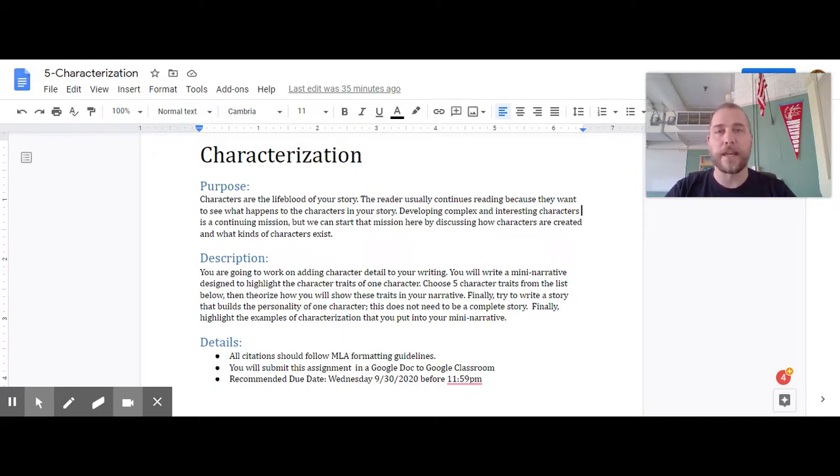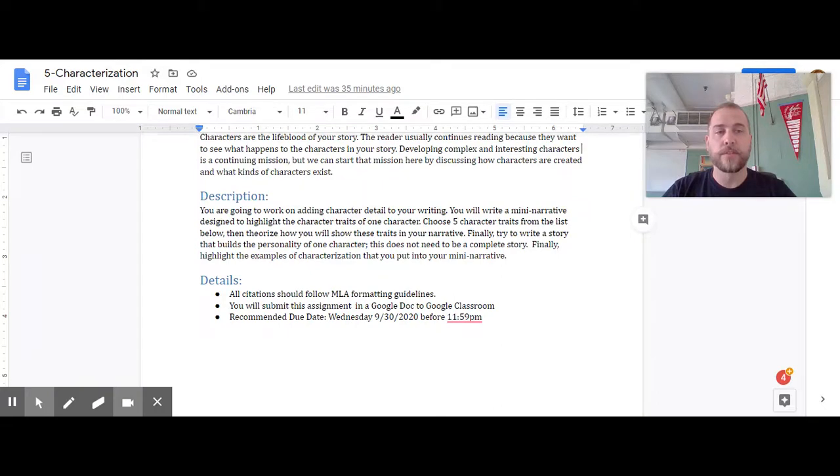It doesn't need to have a middle, beginning, or end. All I want to see is you develop one character. You want to finally end with highlighting explicitly where you put these examples in your story.